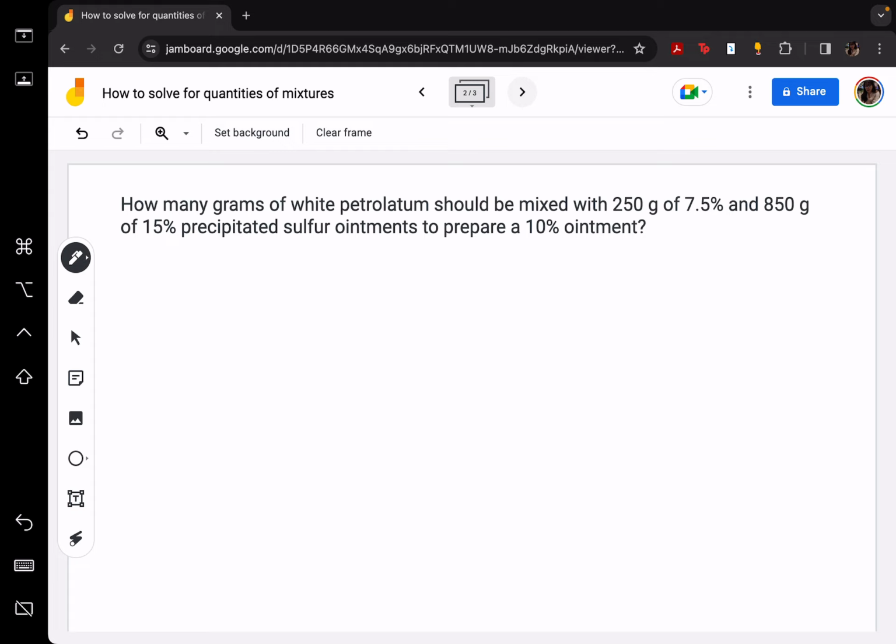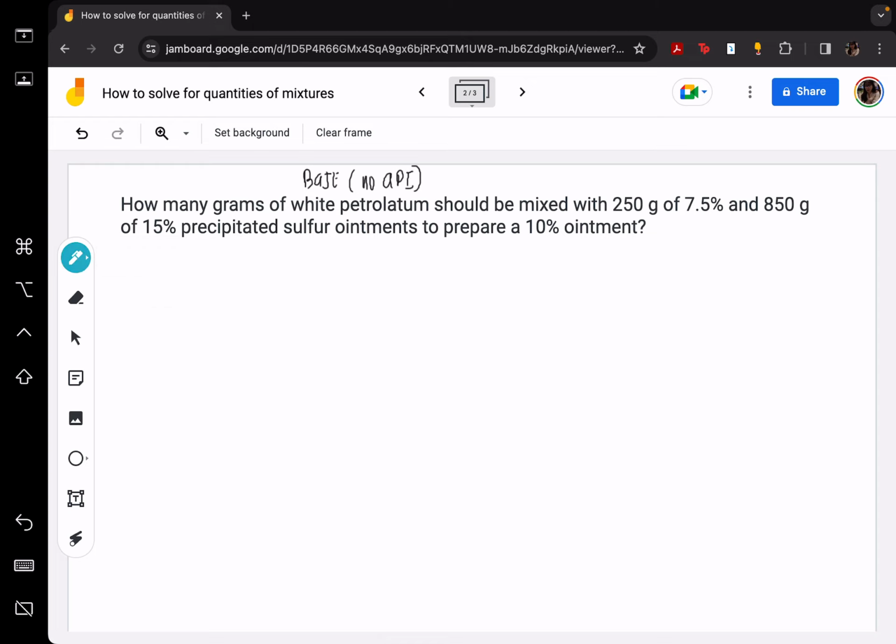How many grams of white petrolatum should be mixed with 250 grams of 7.5% and 850 grams of 15% precipitated sulfur, this time is your API, to prepare a 10% ointment? So in this case, guys, white petrolatum is your base. It doesn't contain any API. No API, no active.